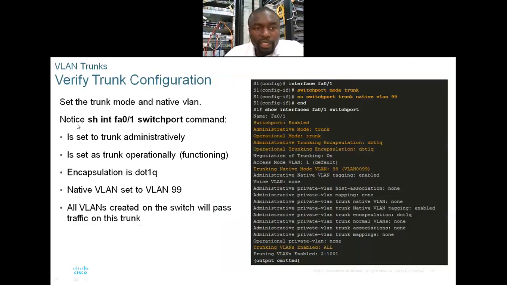It says, notice in the switch, initial FastEthernet 0/1 is set to trunk administratively. So if we do interface FastEthernet 0/1 for switch 1 here, switch port mode trunk, no switch port trunk native VLAN 99. Here it says it is set to trunk administratively, set to trunk operationally, that is functioning. Encapsulation is 802.1Q, and native VLAN is set to VLAN 99. All VLANs created on this switch will pass traffic to the trunk.